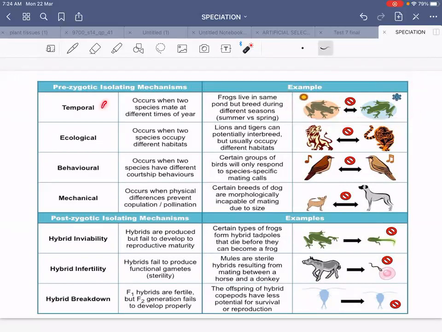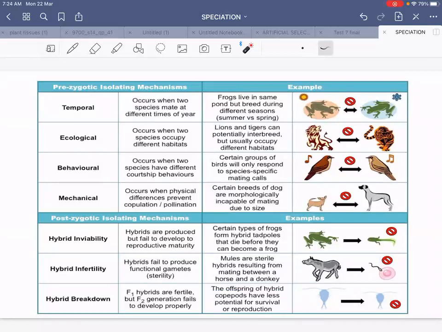कि temporal का मतलब time से है ये कि you have sort of many frogs living in the same pond, but why do they don't mate? Because they are breeding, ठीक है, during different seasons, or maybe laying down eggs during different seasons. So that's why they don't mate.